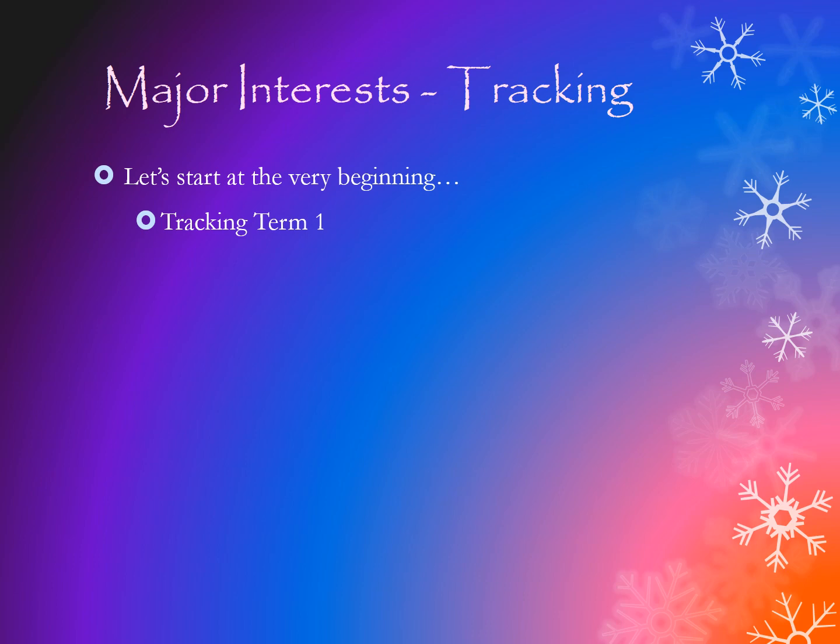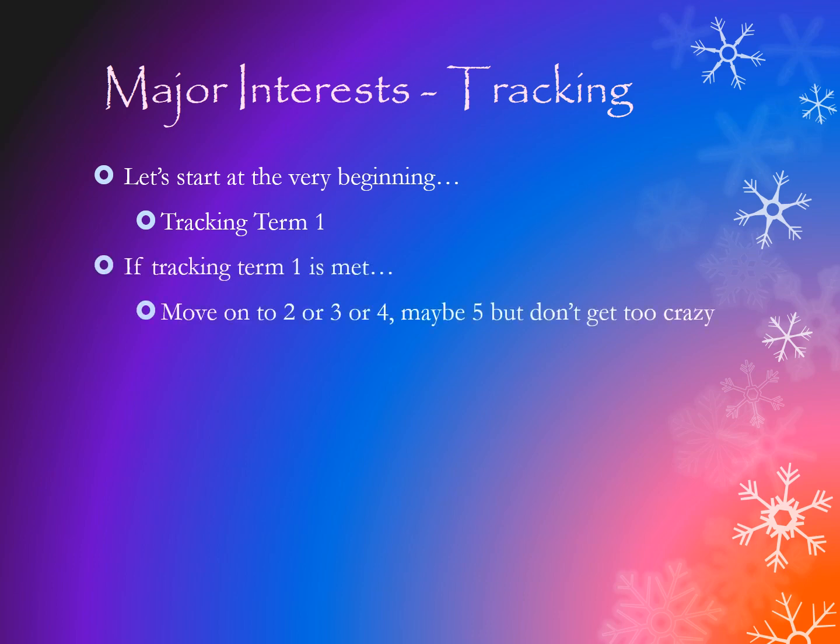So let's start at the very beginning. Obviously, tracking term one, when we're helping a student build a schedule, tracking term one is where we are going to start. However, if tracking term one is met, as we talked about in the tracking portion of our module, we might look at going ahead to 2 or tracking term 3 or 4, or maybe even 5, but we don't want to get too crazy.